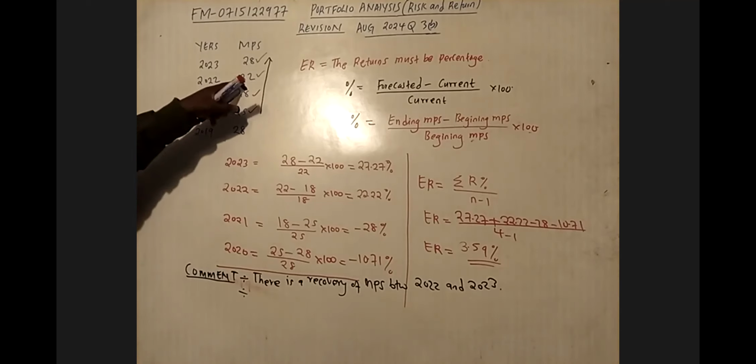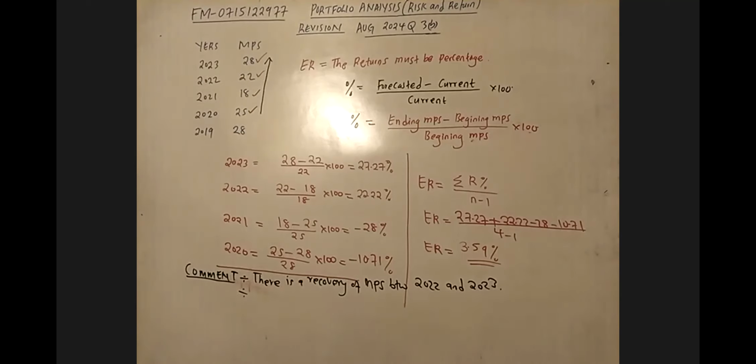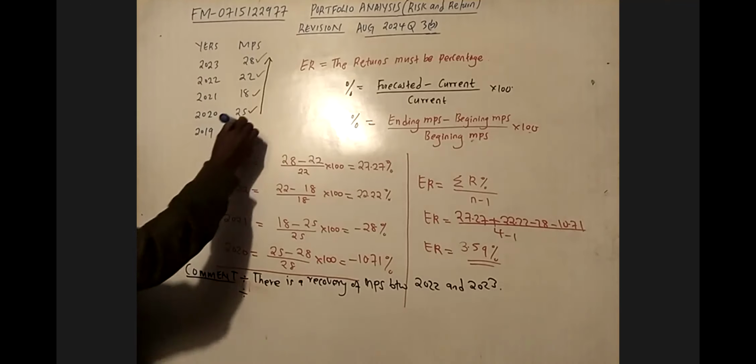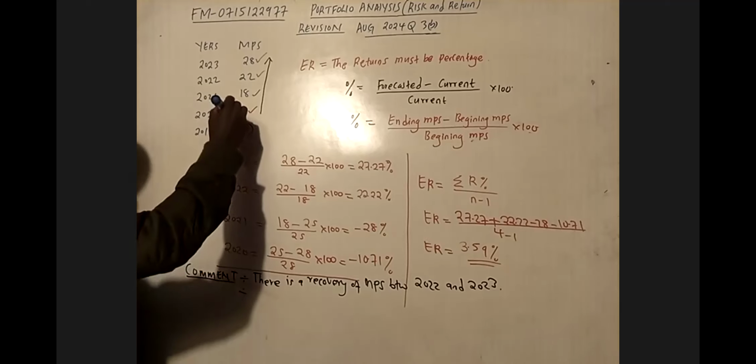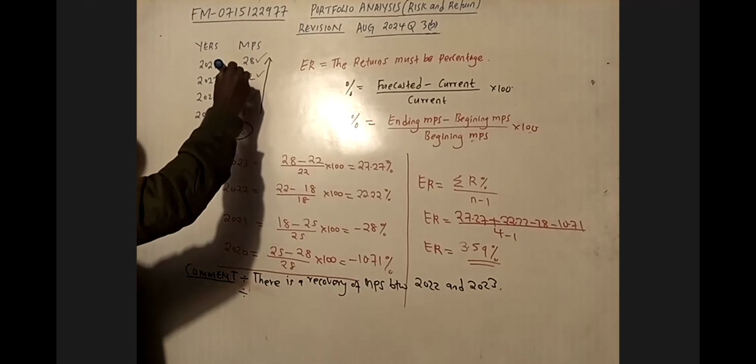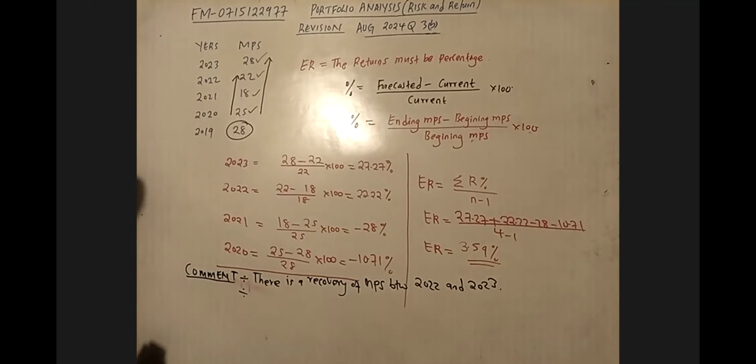As you can see, the price increased from 22 shillings to 28. So remember, initially the price was 2019. But the price reduced between 2020 back up to 2022. But the price recovered in 2023. That is one item we can note.